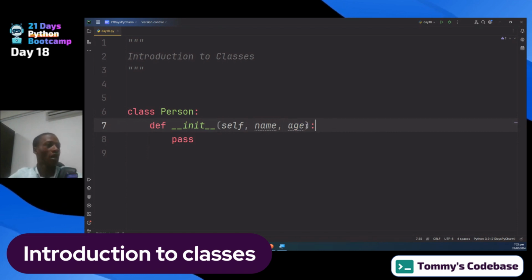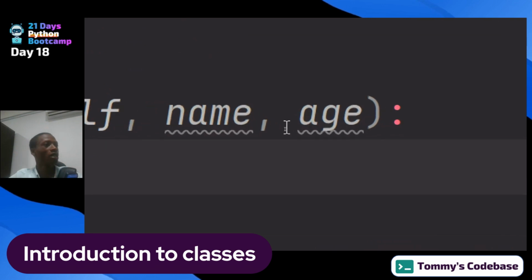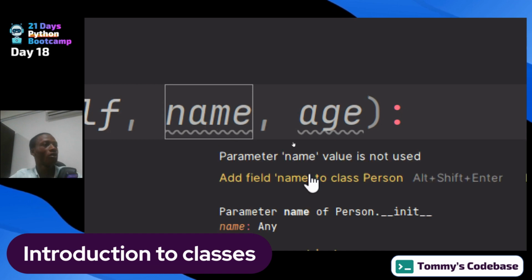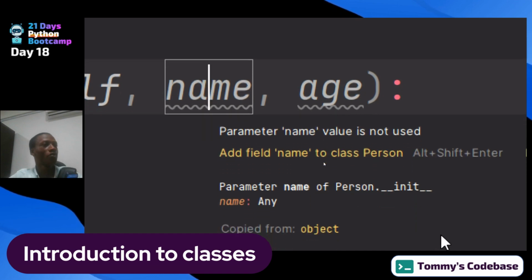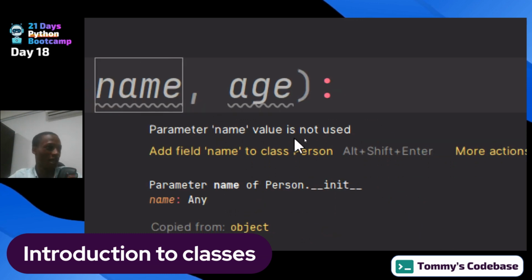So this is our blueprint for a person. If you want to create any person in our code, this will be the blueprint. So now that we have this, what can we do with it? After passing in the parameters like this, you see that I have some squiggly underlines there. Let's see what PyCharm is saying. It says parameter name value is not used. That is not even what we are worried about now.